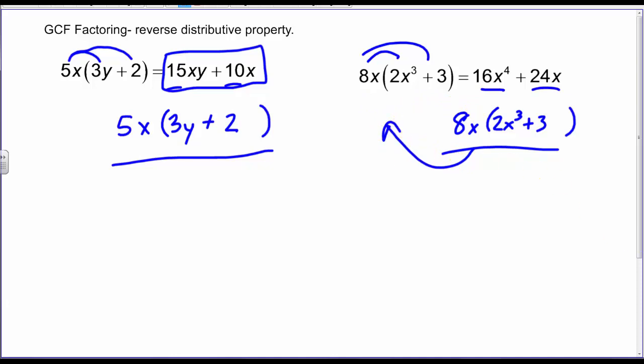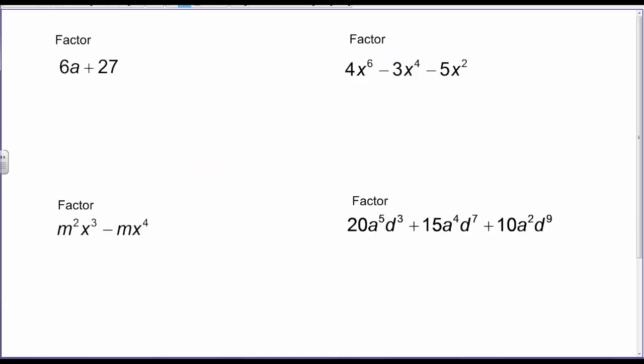So what we're going to do is we're going to start going backwards now. I want to factor each of these two terms using greatest common factors. So I look at the two numbers in this case, 6 and 27, and I know that they have a 3 in common. There's no a in the 27, just in the 6, so I know that this 3 is my GCF.